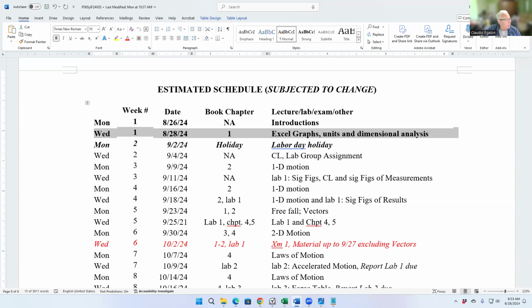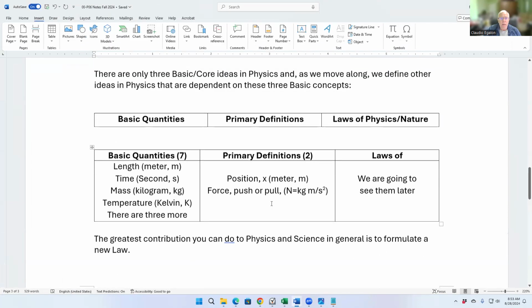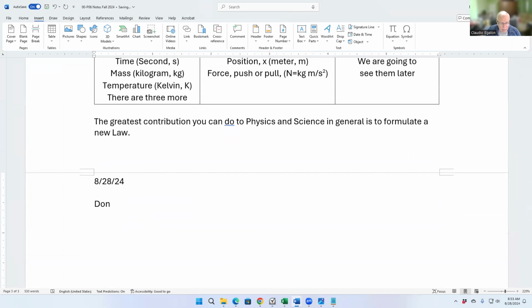I think it's a very important piece of information, and I want to emphasize the basics. Don't forget the basics. Don't forget the building blocks of physics, right? And they are the basic quantities, the primary, I call it the primary definitions, and the laws of physics, the laws of nature.